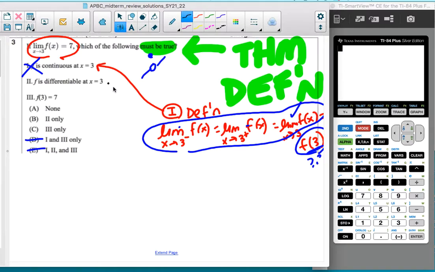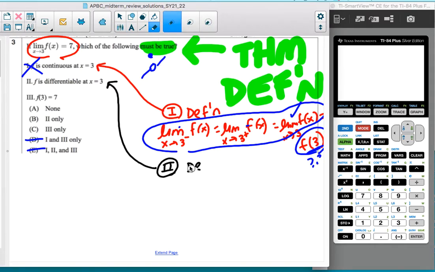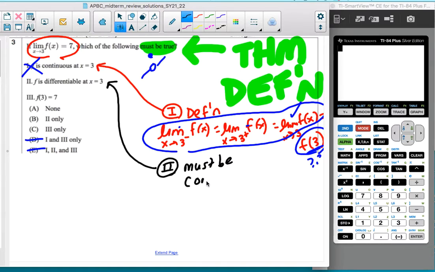For the second piece, the definition isn't as important as the fact that you can't be differentiable unless you are continuous. So you must be continuous to be differentiable. Well, we already established that we don't know that we're continuous, so we can't assume that we are differentiable. So it can't be 2.